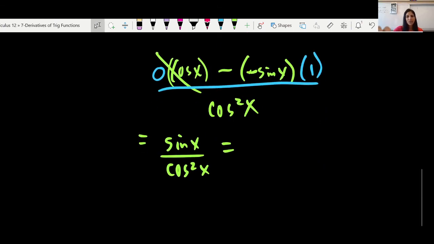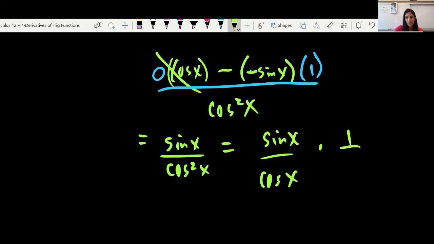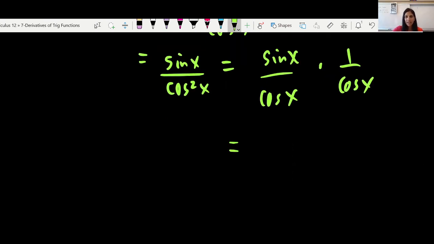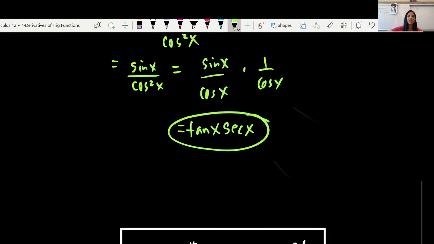And we can split that up just like last time to say sine x over cos x times 1 over cos x. And when we work our way through that, sine x over cos x is tan x, and 1 over cos x is secant x. So tan x, secant x would be our solution.